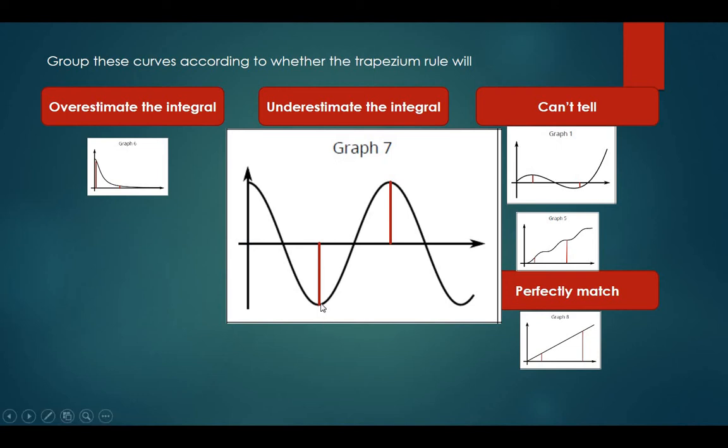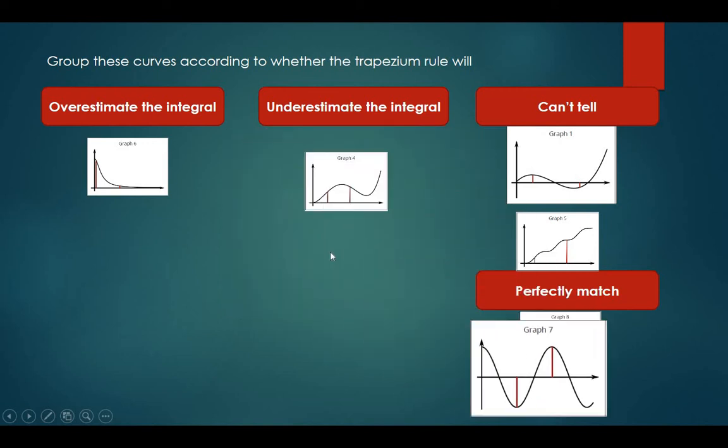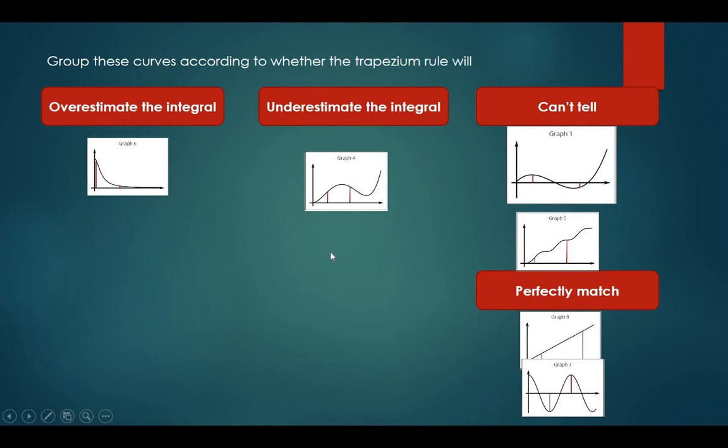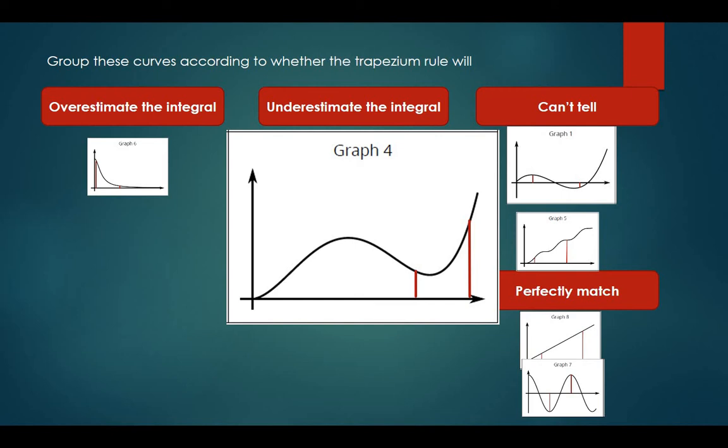This time we've got equal amounts of curving upwards and curving downwards. So that means our trapezia are going to cancel each other out on the overestimating and underestimating. So I wouldn't do this unless you knew for absolute definite that you've got exactly the same area above and below, but we're going to get a perfect match, which in fact the area would be positive, but the integral would be 0.